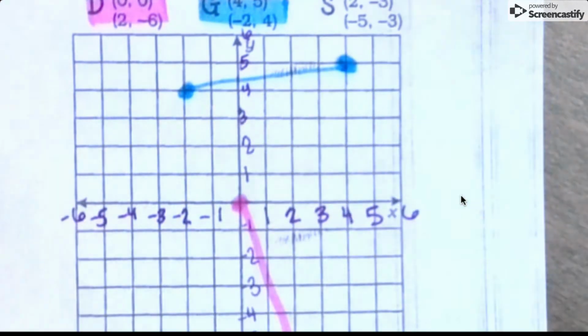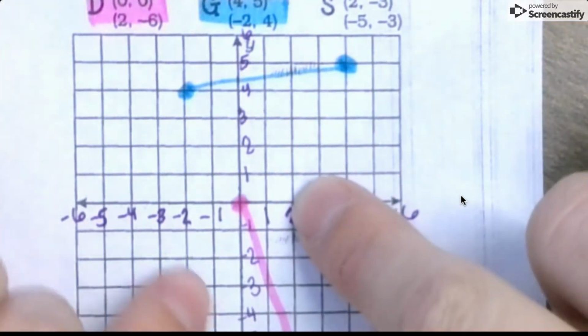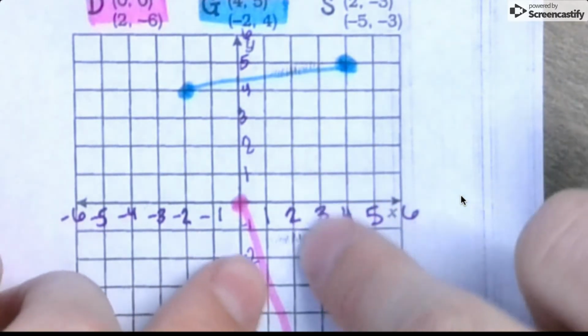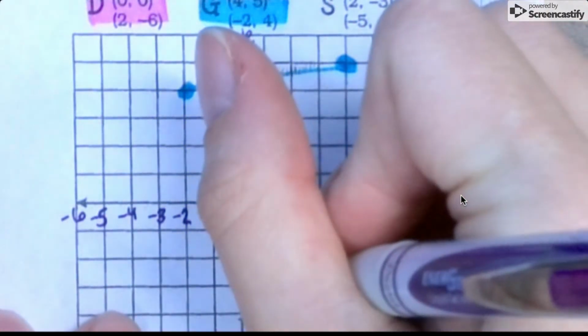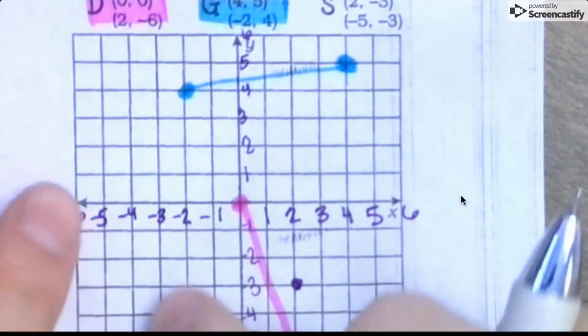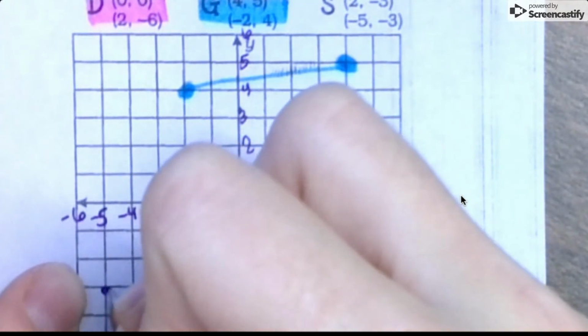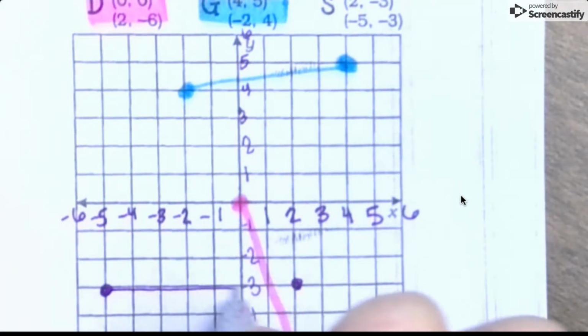And I'm just going to connect them. Okay. Then I'm going to do the last line. So I'm going to plot 2 on the x-axis, -3 on the y-axis, and connect the points. Then -5 on the x-axis, -3 on the y-axis, and again, connect your points.